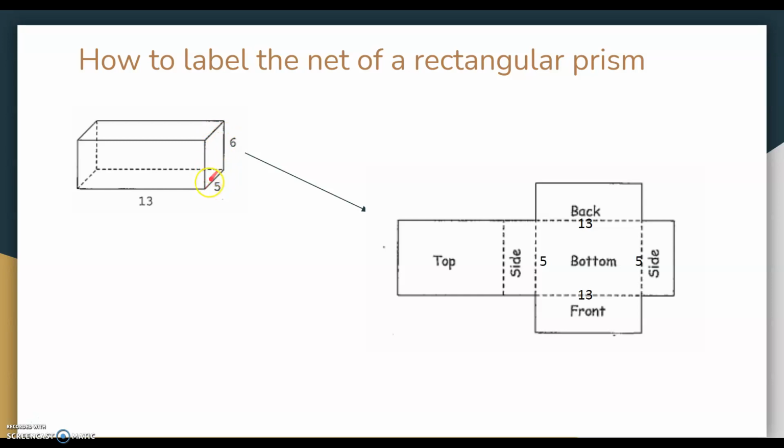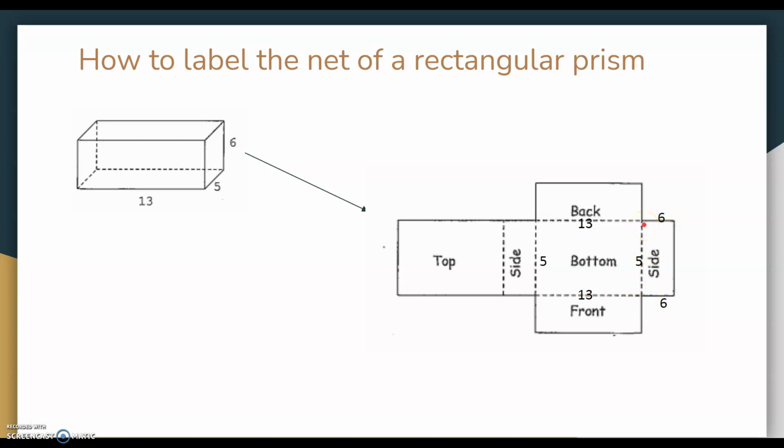So hopefully you guys see the 5 right here. It would be the width of it. And then the 6 is talking about the height of it. So if I were to plug in these numbers on my net, I have a height of 6. And notice how we already put 5 over here from the bottom. And that's also talking about the side, because the 5 shares the side with the bottom and its side itself. So I would just keep filling in my numbers. So 5 is this side, and then 6 is the height of it.